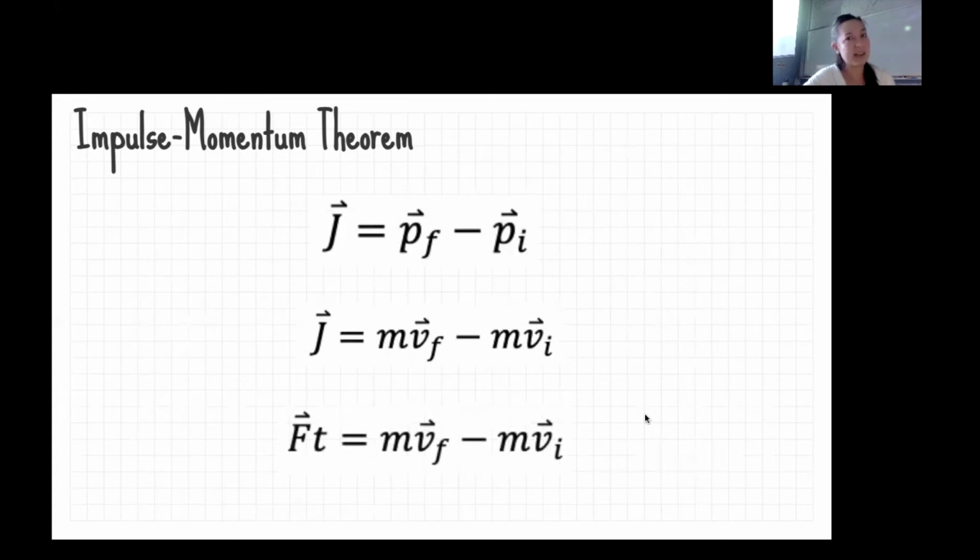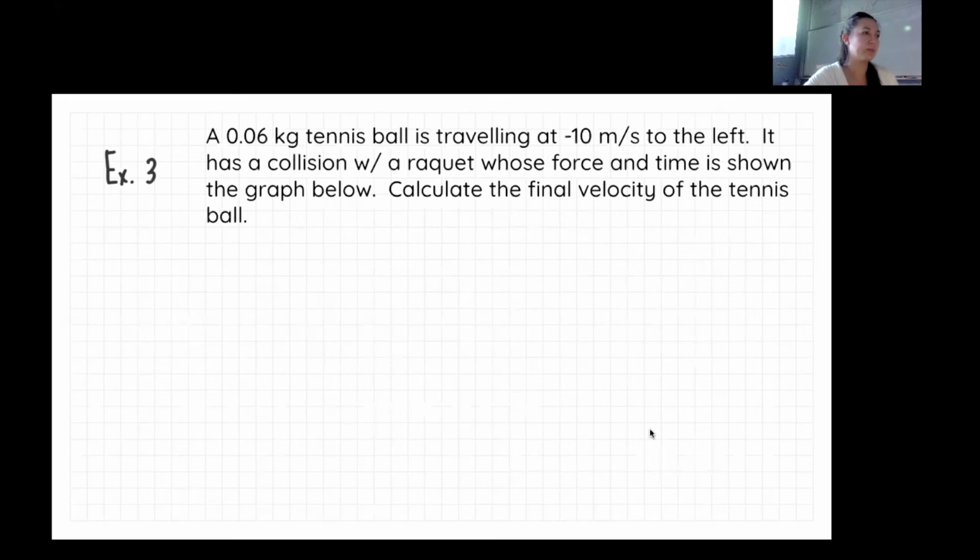Or if you want to write it out in all its glorious detail, you could write the impulse momentum theorem as: the force acting for some sort of time causes the mass to change velocity. The mass changes velocity, so the momentum changes.